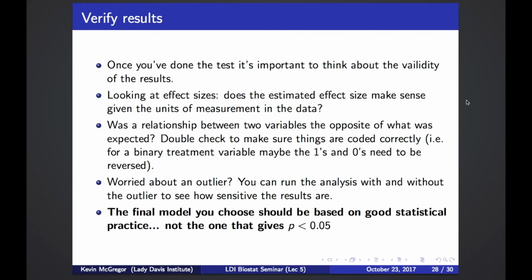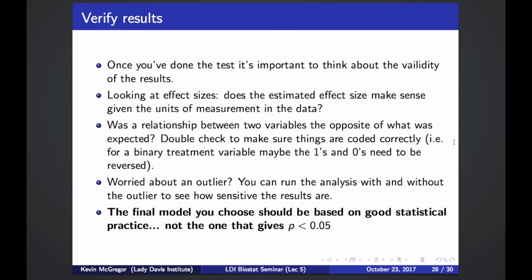If you get a relationship between two variables that was completely the opposite of what was expected, well, it could be something that's true. You never know. But when that does happen, often what you can do is double check to make sure that things were coded correctly in your analysis.